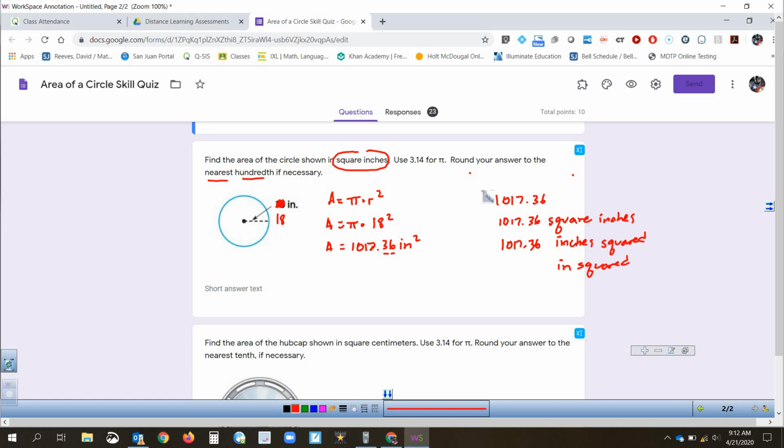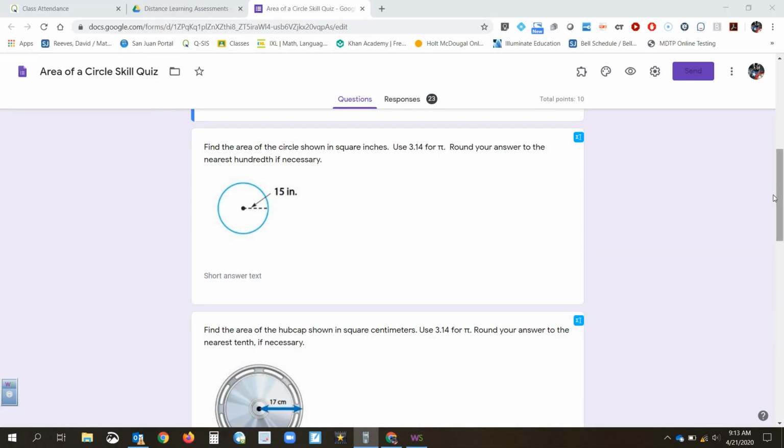But if you want to play it safe, just put the number, because I have been putting the units in the question. So when you put 1017.36, you're telling me it's 1017.36 square inches, because that's what I told you to find it in. But again, just a reminder, I did this with 18. It's not actually 18, it's 15. So you would have to replace that 18 with 15, which means that answer is going to be completely different. Okay, let's take a look at the next question.